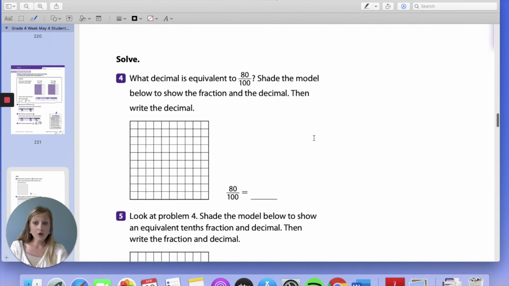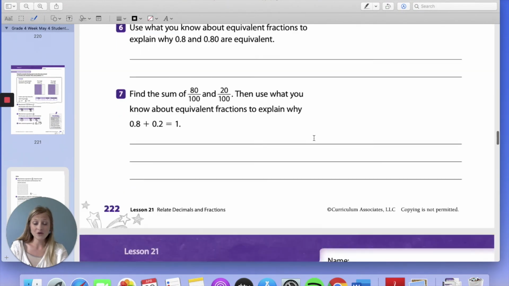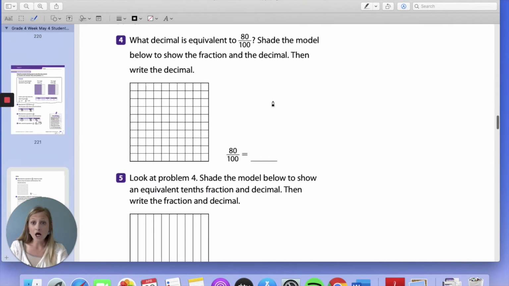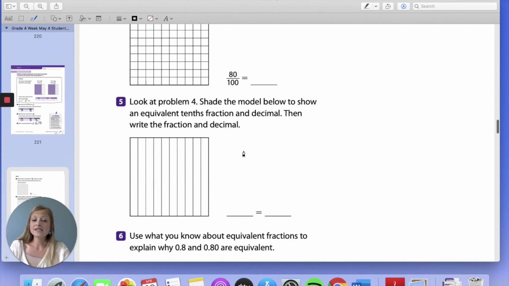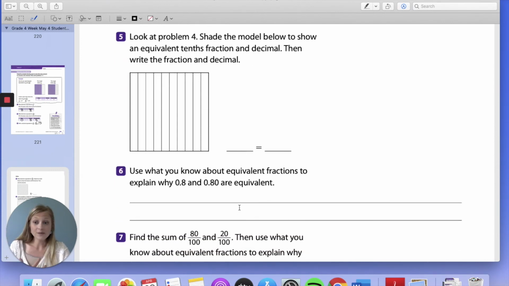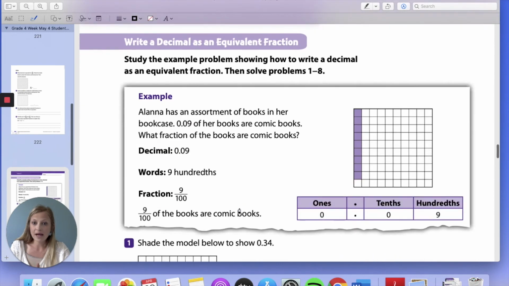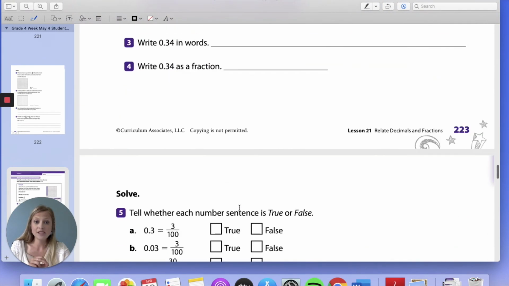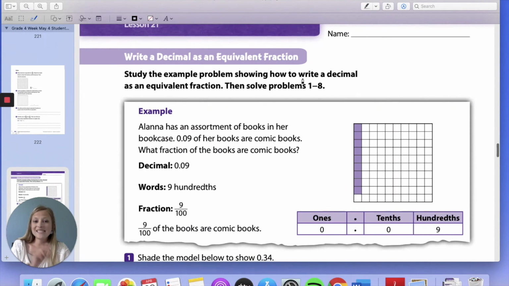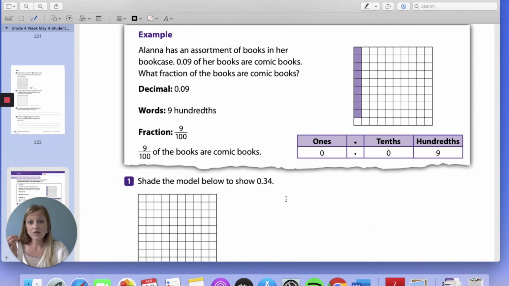Now, you'll notice on page 222, it's going to have you be working with models. So you're going to shade in to show 80 hundredths, and then you're going to write the decimal equivalent. And then it's going to ask you to do it in tenths. And then you're going to answer some questions about it, which will be great. Then you're going to get down to this page, which is page 223, where you're going to study the example problem to show how to write a decimal as an equivalent fraction. So they're going to have you do it in a few different forms. The 3 forms they're going to have you do it in is decimal form, word form, and fraction form.